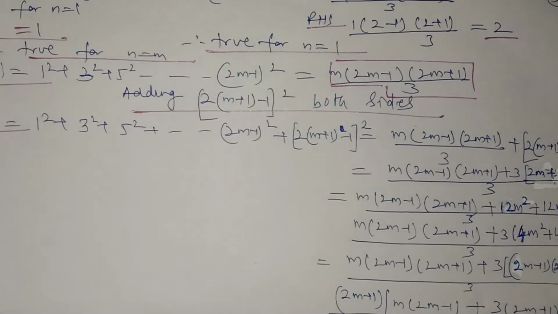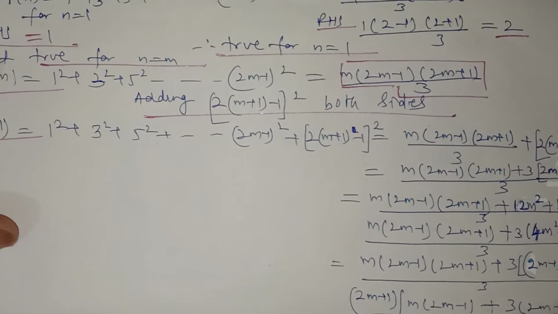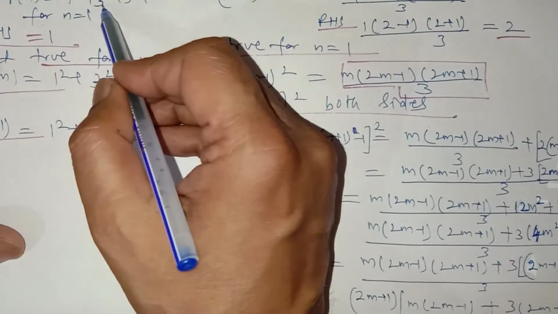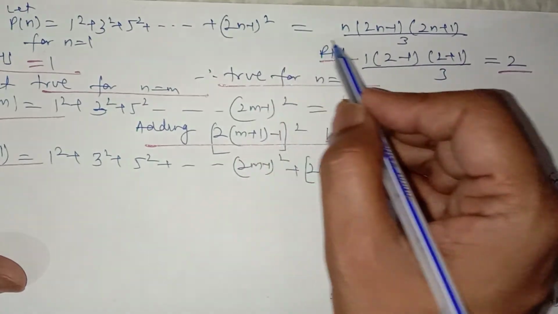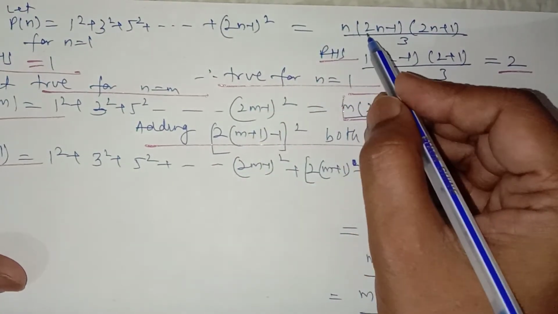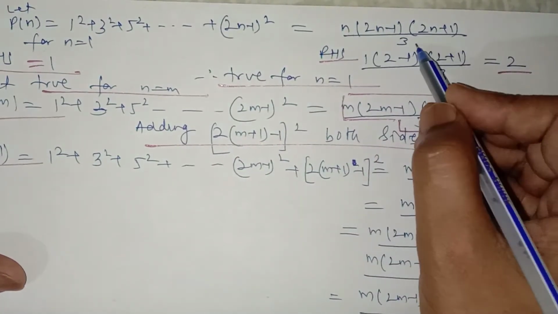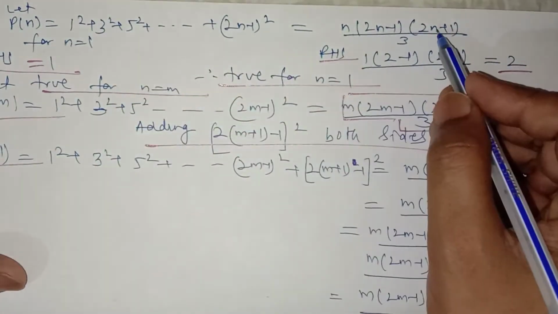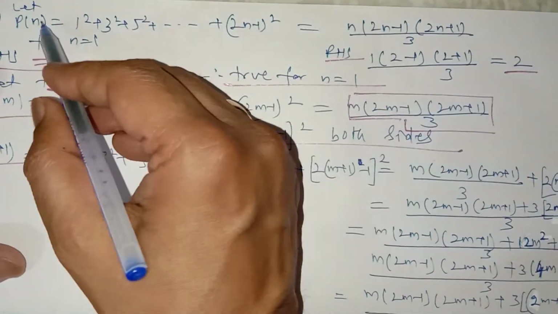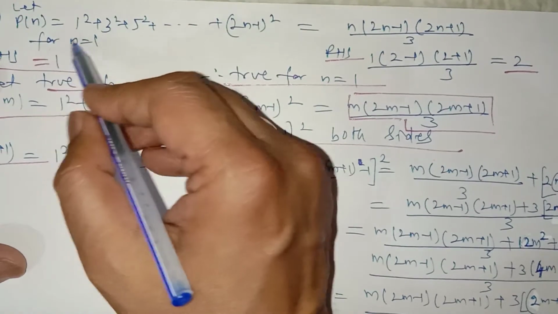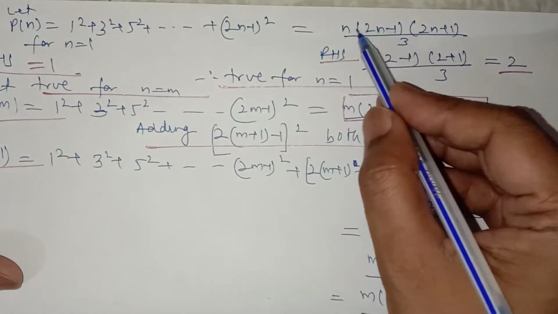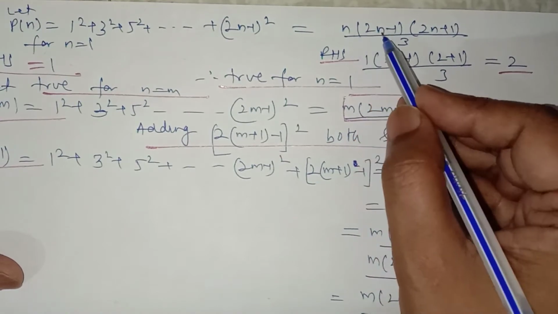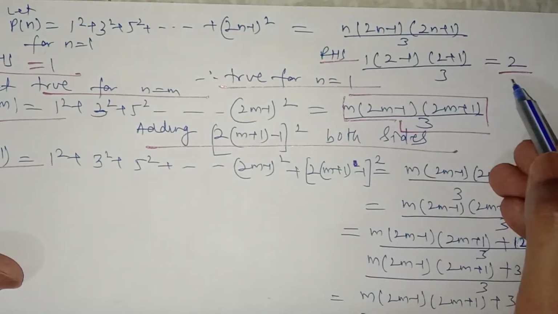Now in question number 15, we have 1 square plus 3 square plus 5 square up to 2n minus 1 whole square equal to 2n, 2n minus 1, 2n plus 1 upon 3. This is the sum of the n terms. As usual, let this be equal to Pn. For n is equal to 1, the left hand side is equal to 1 square, which is equal to 1. Replace n by 1 in the right hand side. 2, 1, 3 upon 3. You are getting 1.